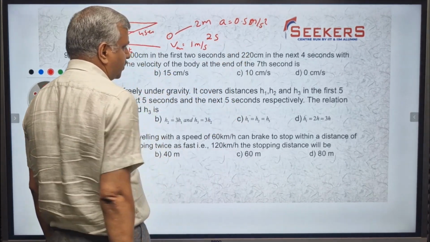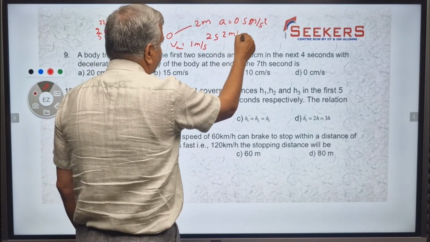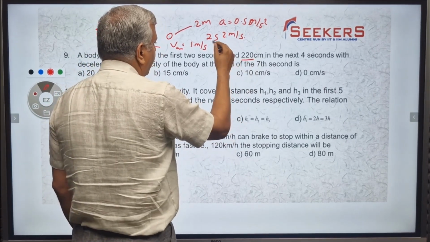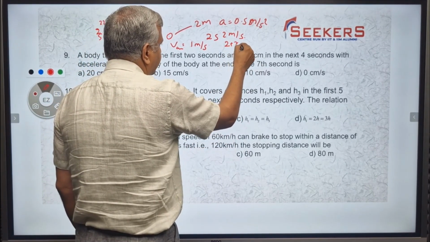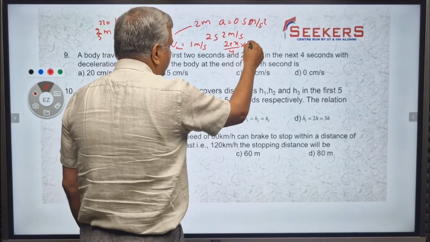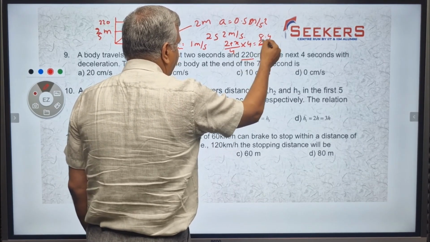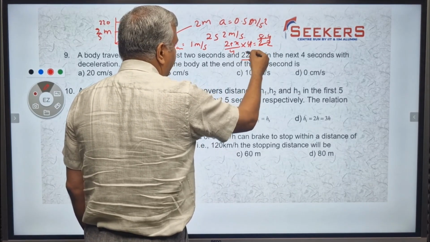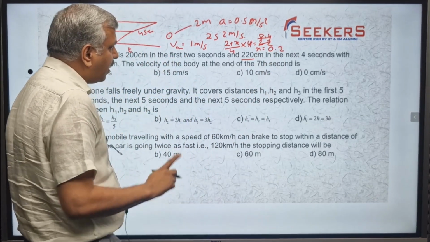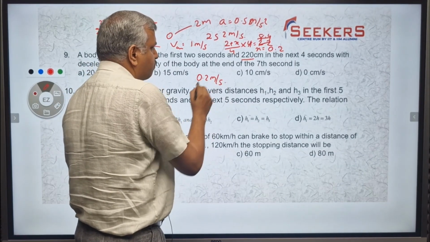That is the first situation. In the second situation, at the end of 2 seconds his velocity is 2 meters per second. Now at the end of 4 seconds it travels 220. So the average velocity will be (2 plus x) by 4. So this into 4 is equal to 2.2. So this will become 8.4 divided by 4, so rather this 4 will get cancelled. So x is equal to 0.2. That means after 6 seconds the velocity is 0.2 meters per second.